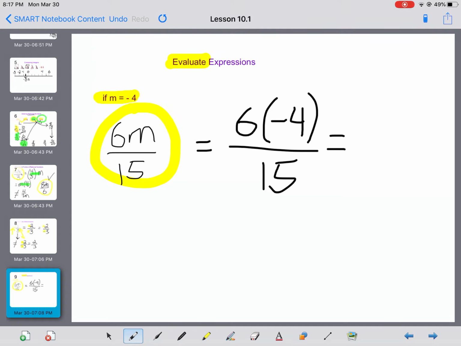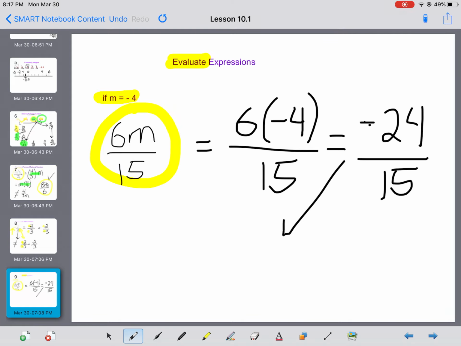6 times -4. Again, think back to our integer rule. 6 times -4. Well, 6 times 4 is 24. Positive or negative? Well, I have a positive and a negative, so my answer is going to be negative. So I have -24/15. Now I can simplify.